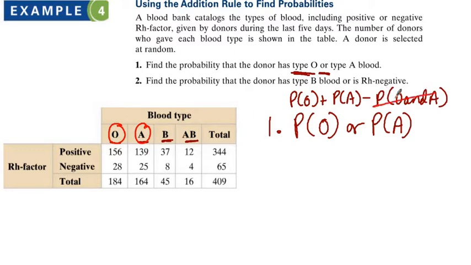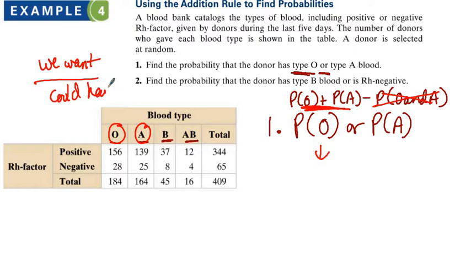And the answer is no. You can't have two different blood types at once. So we only have to deal with this part of it. So the probability of getting type O. The other thing to keep in mind is probability is what we want to happen over what could happen. In this example, what could happen is we could pick any one of these 409 people in total.